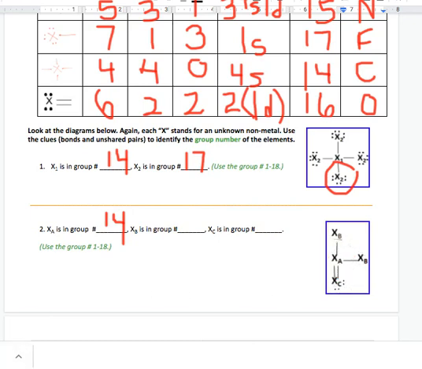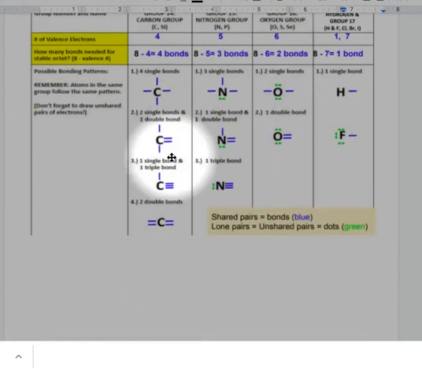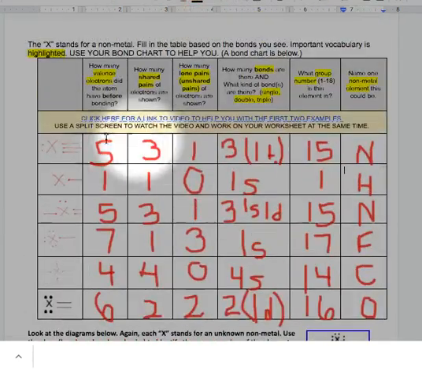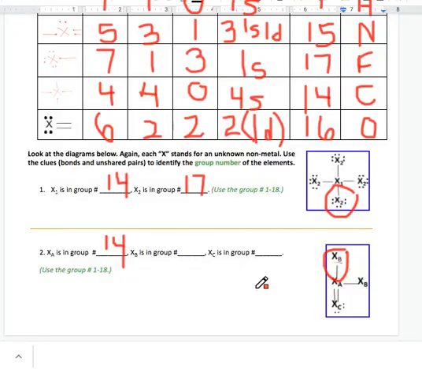Now let's look at X sub B. So there's 2 of those. I'm just going to look at one at a time. It's something that has 1 bond and no dots, no unshared pairs. Let's look at our bond chart. Which one has 1 bond and no dots? Oh, must be hydrogen.